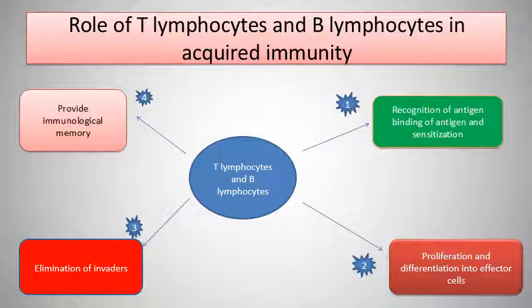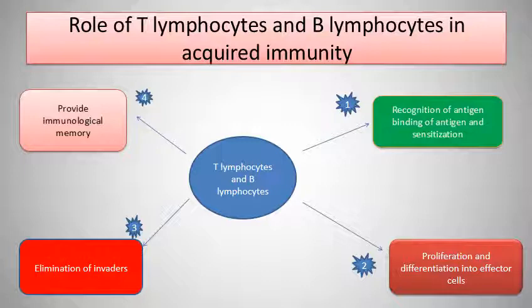Okay. And second step is the proliferation and differentiation into effector cells. Proliferation, as I told you, is the multiple division of the cells to form a clone of identical cells. And they have to differentiate into effector cells. Effector cells are cells which take effect immediately to destroy the pathogen.